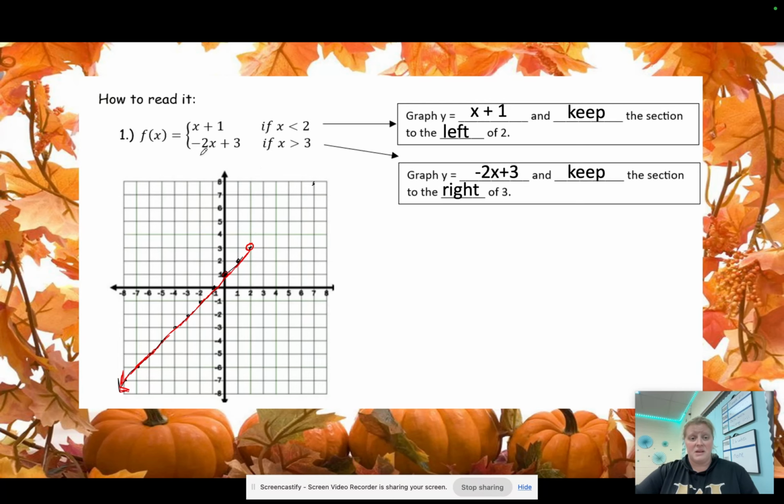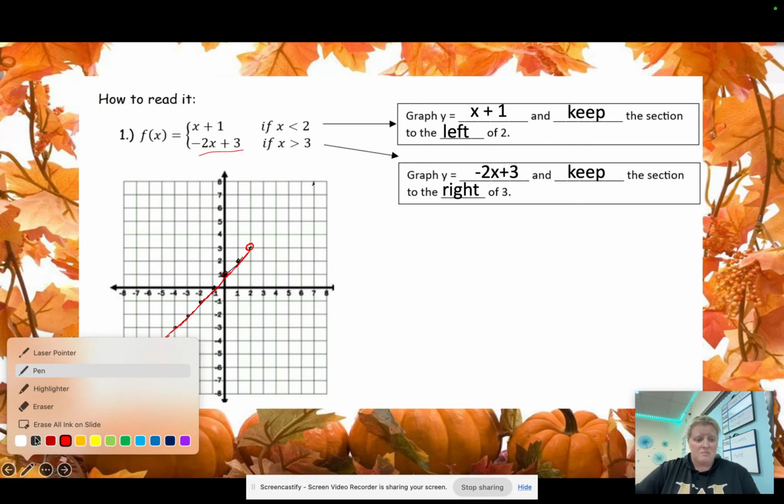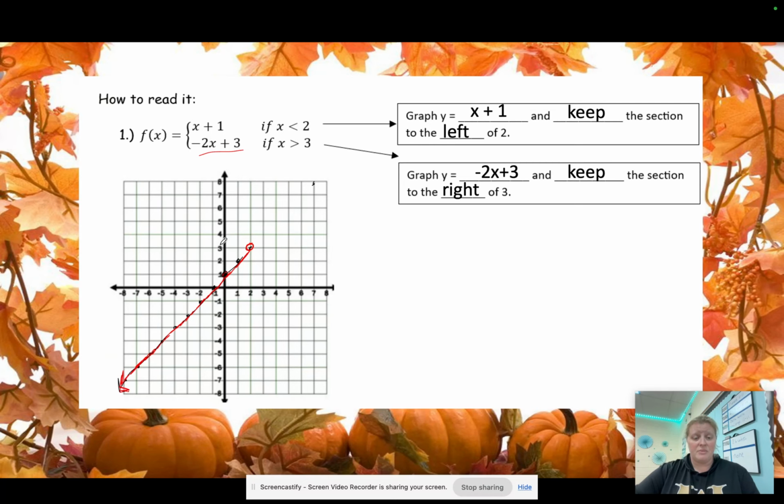Now we're going to graph the second one, the negative 2x plus 3. Again, I'm going to graph this first in black. We're going to go up to 3, and then we're going to go down 2 and right 1. We'll do it again, and you're just going to keep doing that until you get all the way to the bottom. And then again, we're going to go ahead and connect them. The nice neat line.